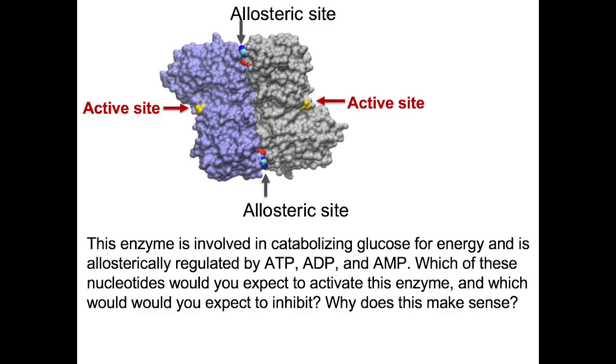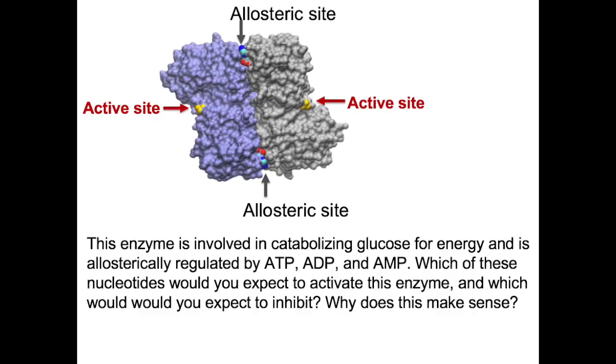So let's say, for instance, that the concentration of ATP in the cell is very high. This ATP can outcompete ADP and AMP for the allosteric site to have an effect on the enzyme. Likewise, ADP and AMP also compete for this allosteric site. So, given what you know about ATP and ADP and AMP, which of these nucleotides would you expect to activate this enzyme, and which would you expect to inhibit it?